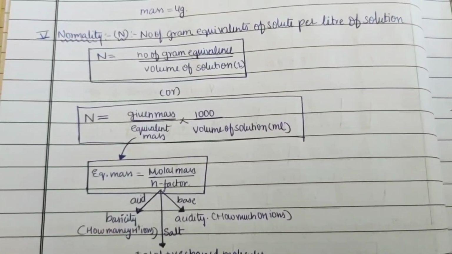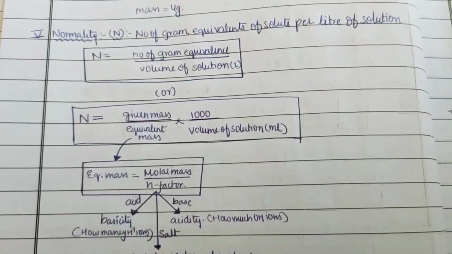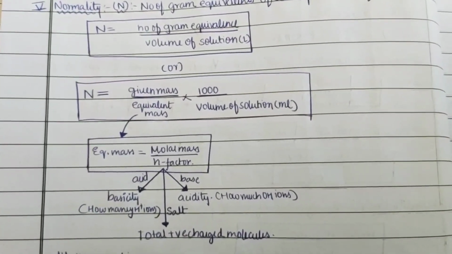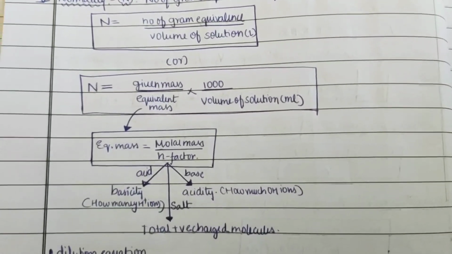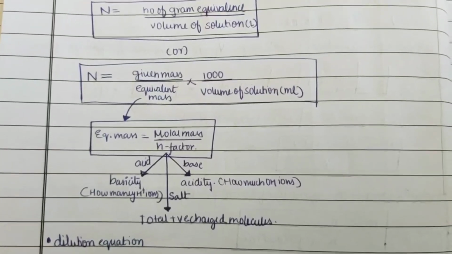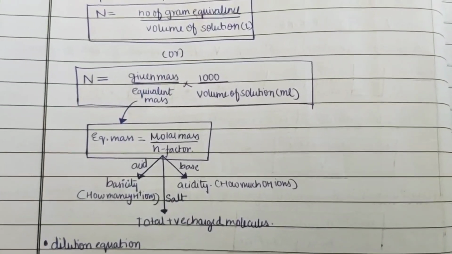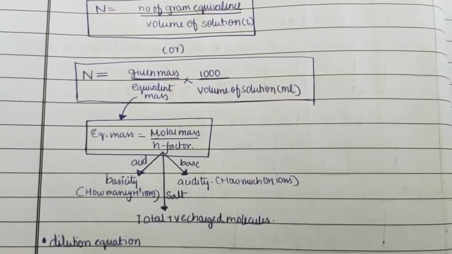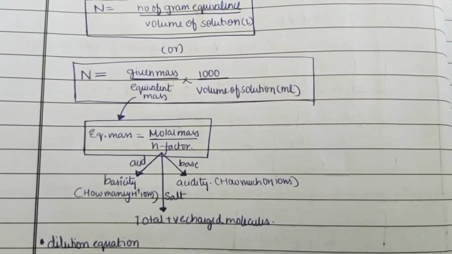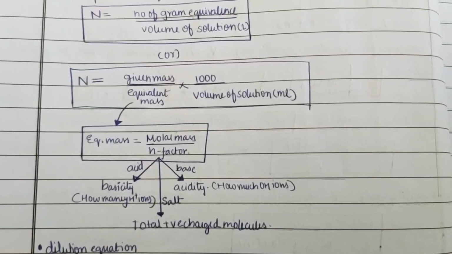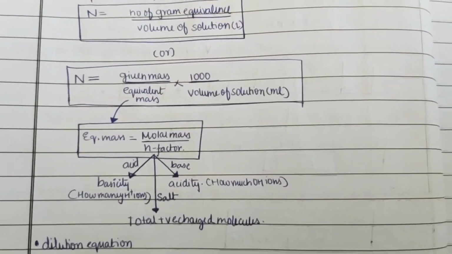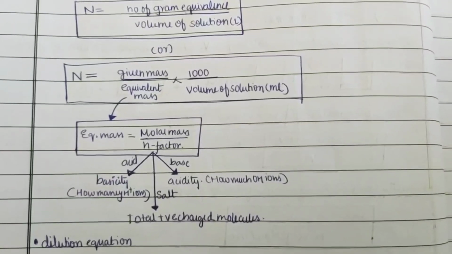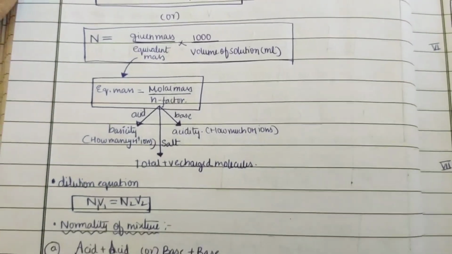How can we find the equivalent mass? Equivalent mass = molar mass by n factor. And what is n factor? If we take an acid, then we have to take its basicity. If we take a base, then we have to take the acidity. Basicity means how many H+ ions are present. Acidity means how many OH- ions are present. If we take a salt, then we have to take the total positive charge on the molecule.